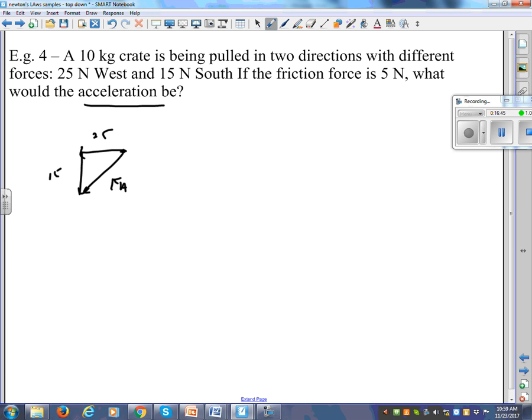That's my applied force. Use Pythagoras again. FA squared is 25 squared plus 15 squared. This one I'm going to have to work out. 25 squared plus 15 squared is 850. So we're going to take the square root of that. 29.2. Well, I get 29.15, so I'm going to round that to 29.2.